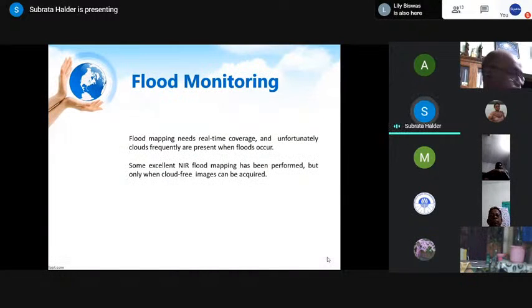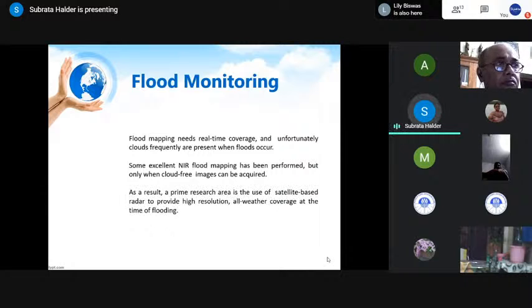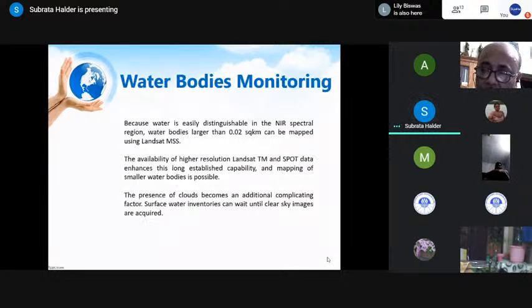Another application is flood monitoring. Flood mapping needs real-time coverage, and unfortunately, the clouds frequently are present when the floods occur. Some excellent NIR flood mapping has been performed, but only when cloud-free images can be acquired. As a result, a prime research area is the use of satellite-based radar to provide high-resolution all-weather coverage at the time of flooding.